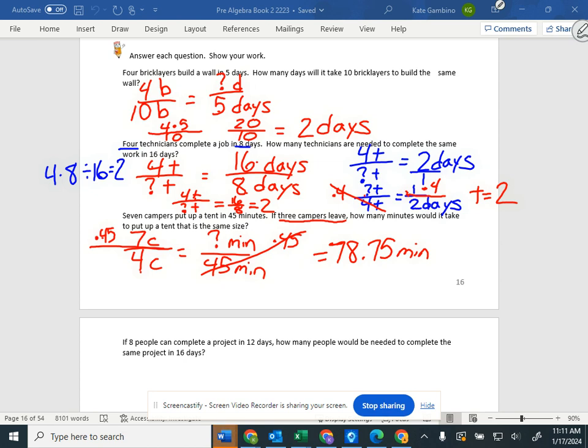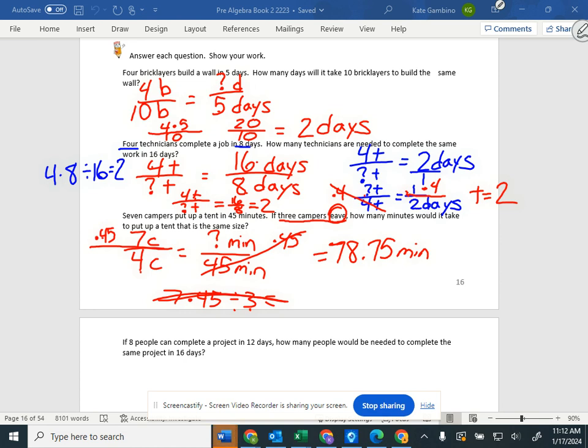Any questions on that one? Make sure you're reading your word problems completely. Don't just look at the numbers and say, oh, I know it's 7 times 45 divided by 3 and finding that answer, because you are rushing, you are going too fast, you are not reading what the problem is telling you. Because it's not 3, it's 3 campers leave. So make sure you're taking your time and doing it correctly. Anybody have questions on the way to set it up?